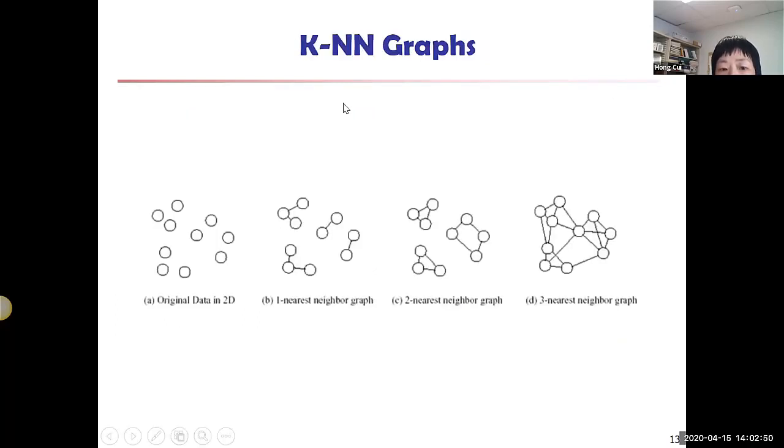So K nearest neighbor graph, original data points. One nearest neighbor will connect the points to its closest neighbor. In the two nearest neighbor graph, one data observation is connected to two of its nearest neighbors. Three will have more. It doesn't mean that every node is going to have three edges. It will be connected to its closest three, but it might also be among the closest three of other data points. So the number of edges of one node is probably going to be greater than three, but minimum three.